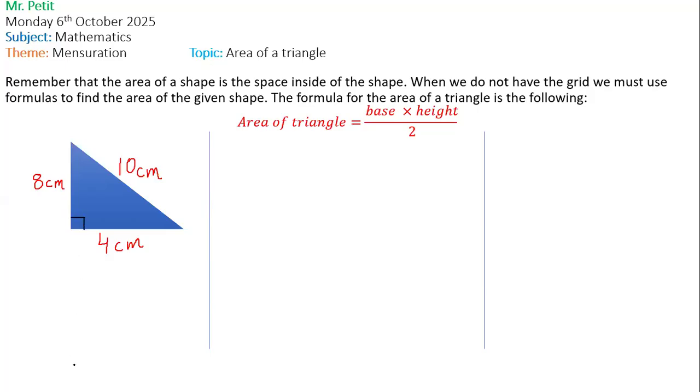Now, does anyone remember what the box means? What this box means right there? It's a right angle. And what is the measurement of a right angle? 90 degrees. Very good. So that box means that we're looking at 90 degrees.